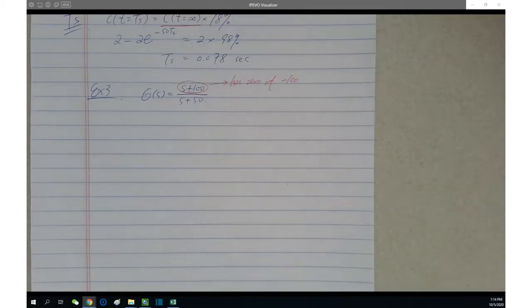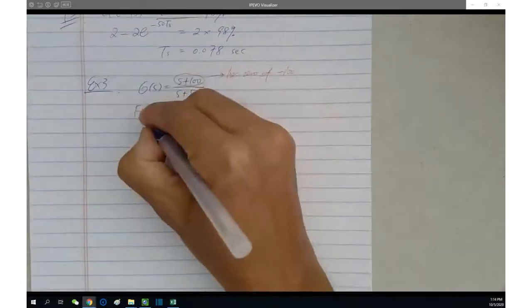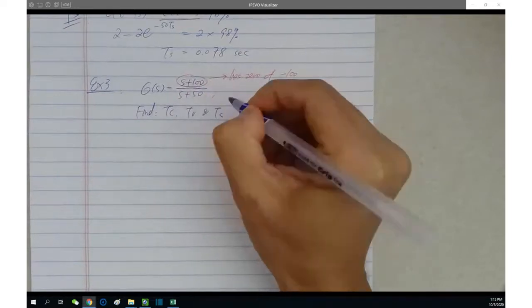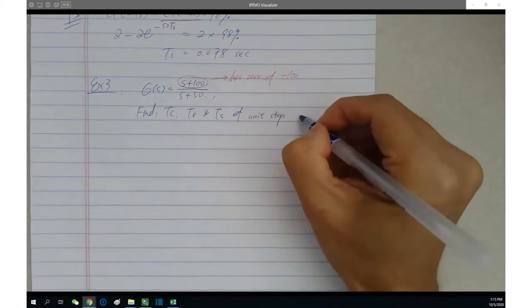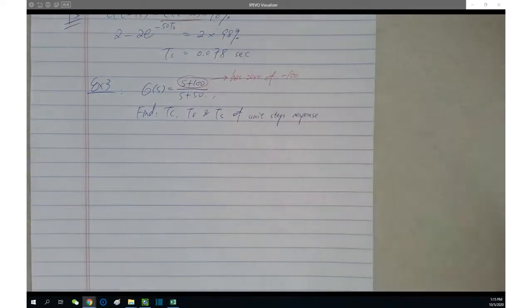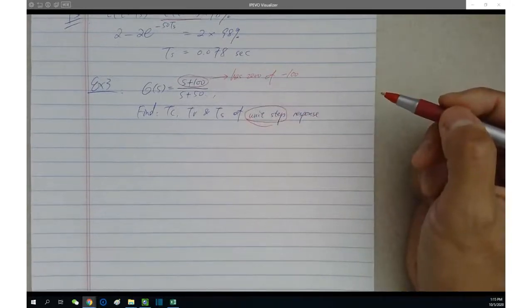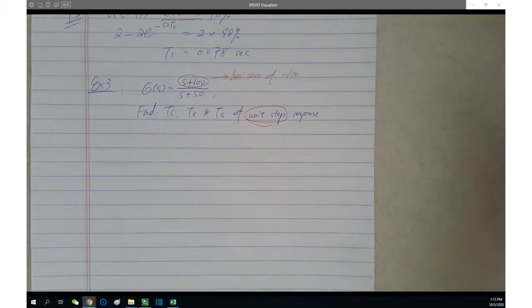So first of all, as we did in example two, what we need to find, first step, of course, once again, is TC, TR, and TS of unit step response. Nothing new. Once again, the problem has to specify a particular input. Without this information, you're not able to find anything about output. No specified input, you don't know the output. Okay, remember this.